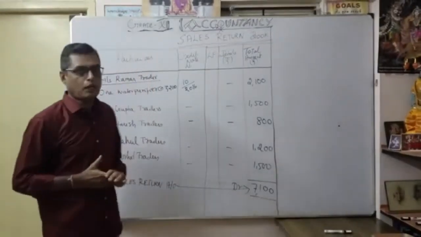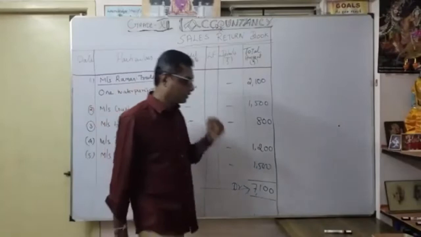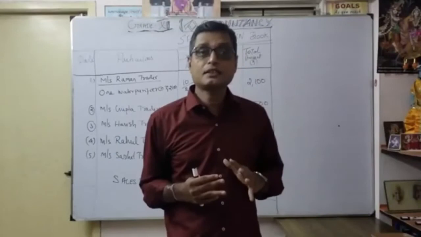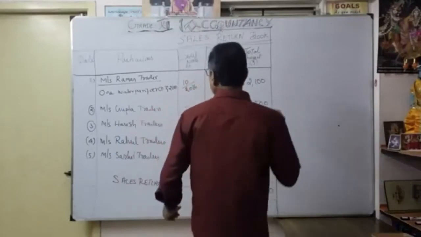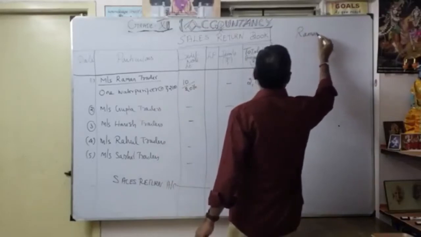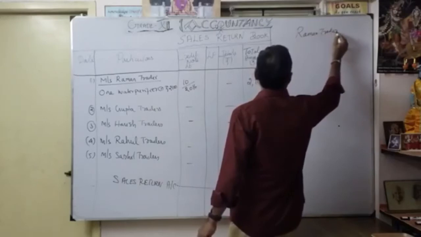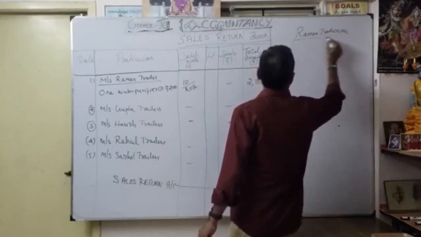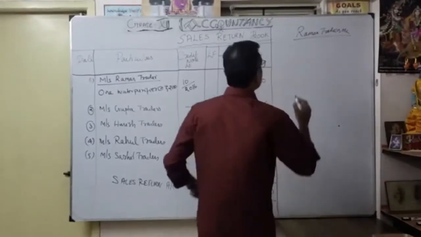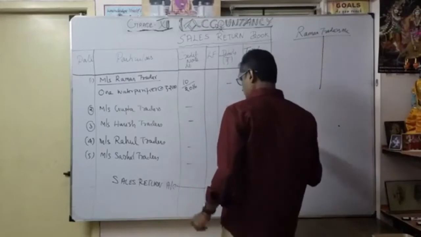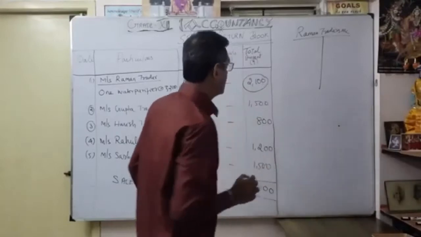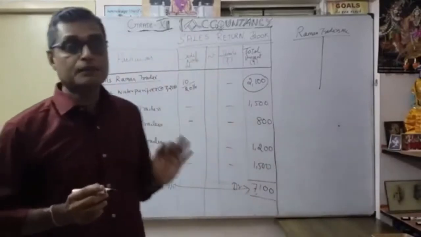So now, after preparation of the sales return book, we are going to do each party's ledger and the sales return account also. First, Raman Traders. That is the first one. You want to open a ledger, Raman Traders account. How to do it? First, we are going to write the amount, 2,100. Which side are we going to enter, debit side or credit side?